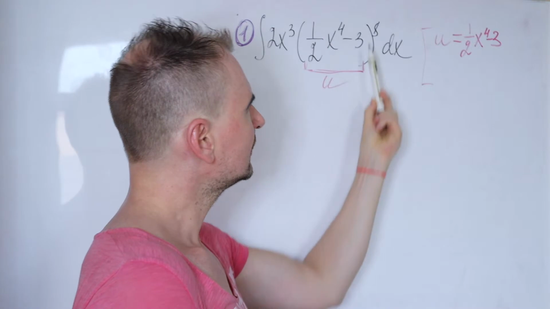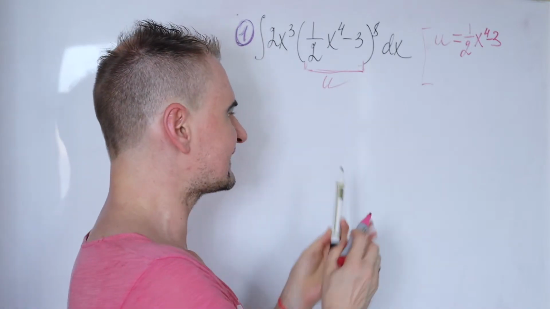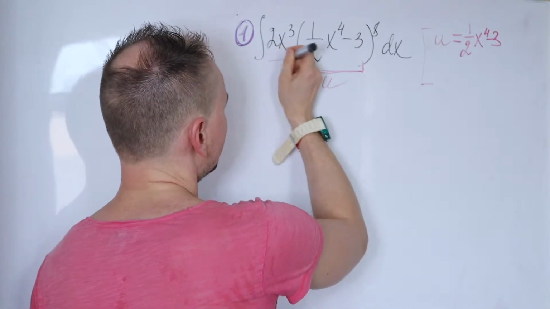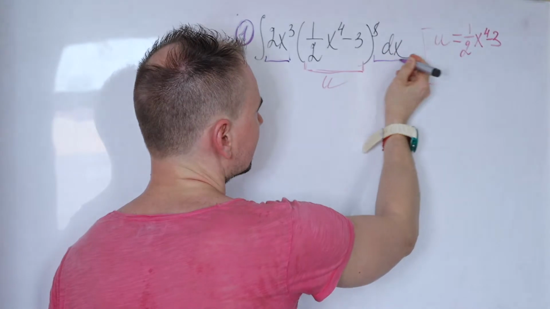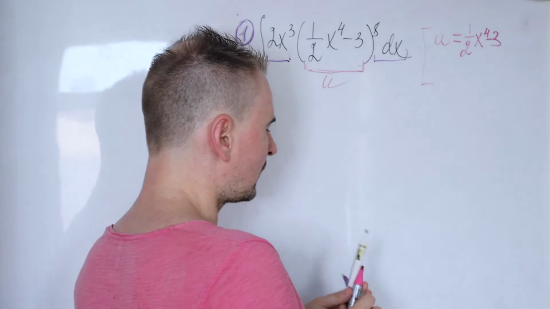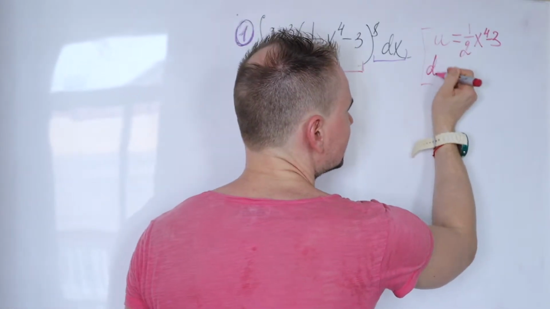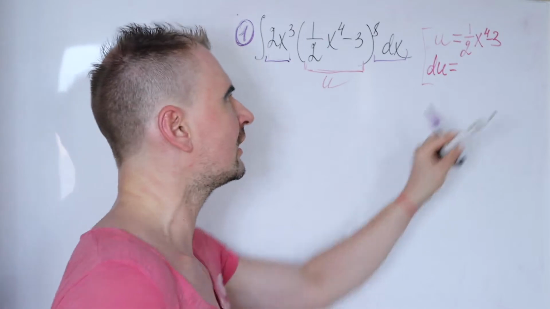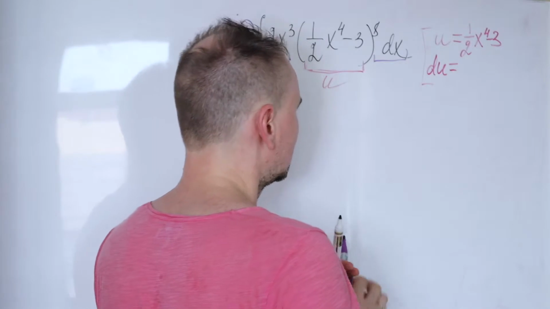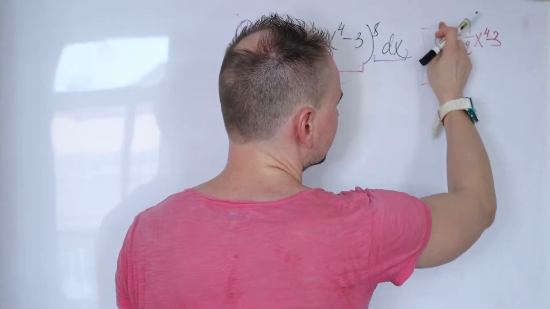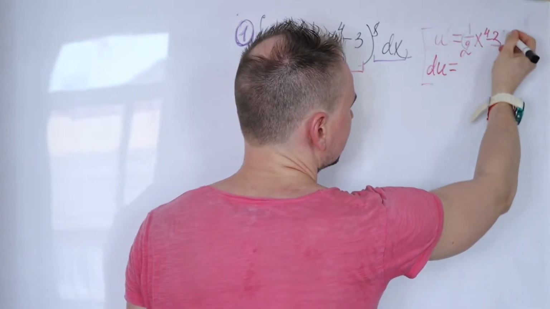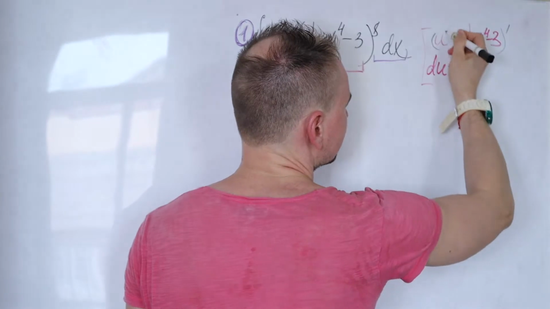Now, we need to also express this leftover. You have this 2x cubed over here, and this dx sticks out. So all you need to do is just find du. You need to find the differential of u by taking the derivative of this expression. So you just take the derivative of this part and that part. Just take the normal derivative.